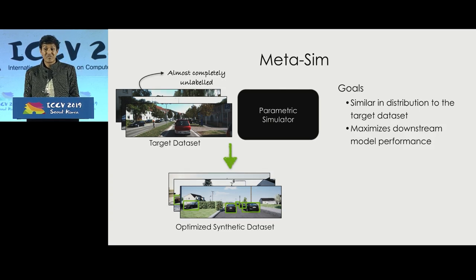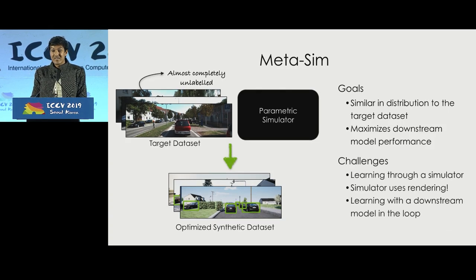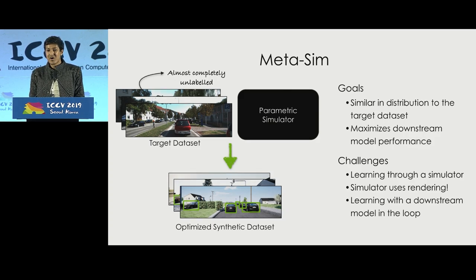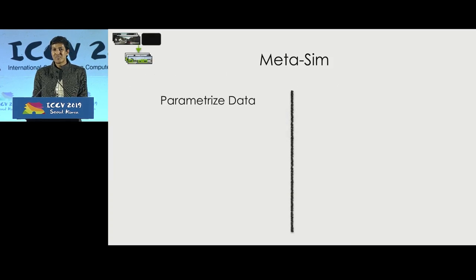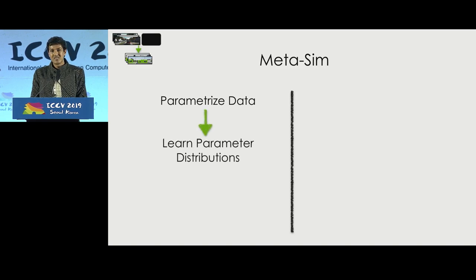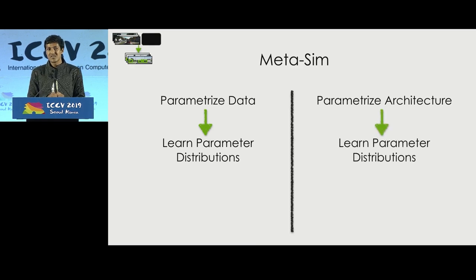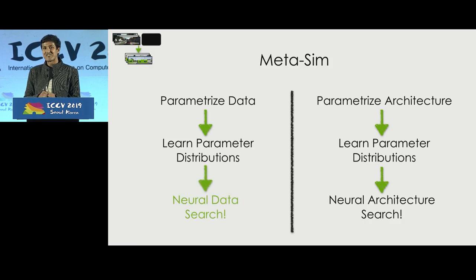Now this is a very challenging problem, because first we need to learn through a simulator, second, it uses rendering, which is non-differentiable, and we need to learn with the downstream model in the loop. So in a nutshell, this problem is basically to parametrize data and learn the right parameter distributions. This is very similar to neural architecture search, where we parameterize architecture and learn the right parameter distributions. And therefore, we also like to call our problem neural data search.